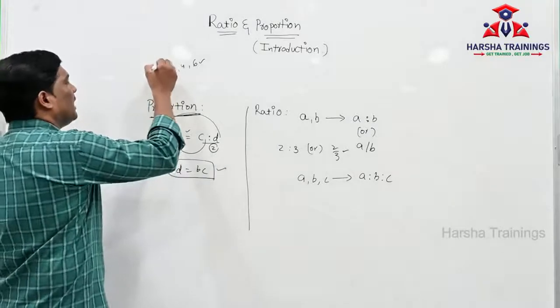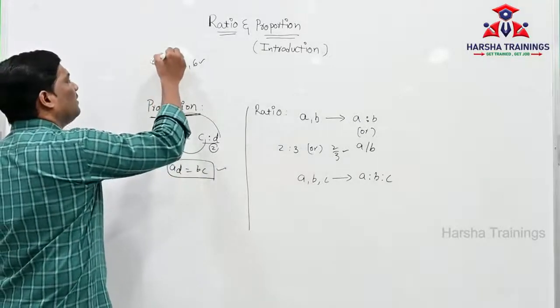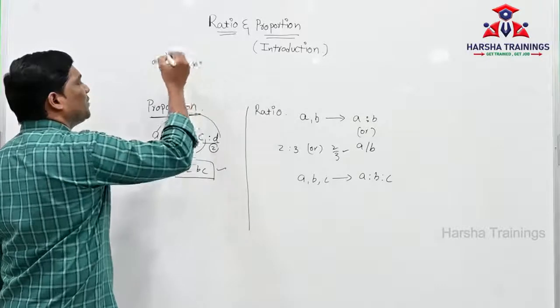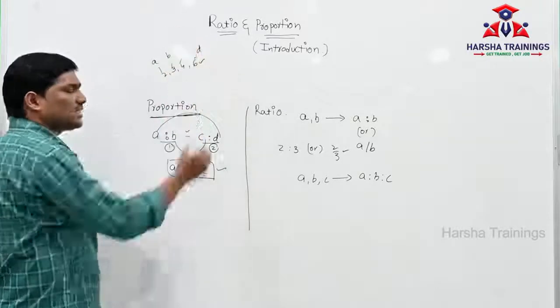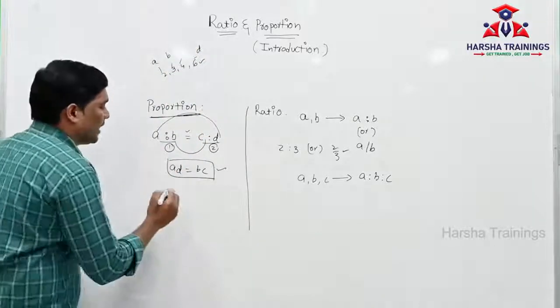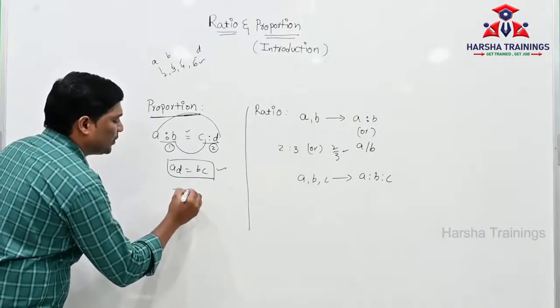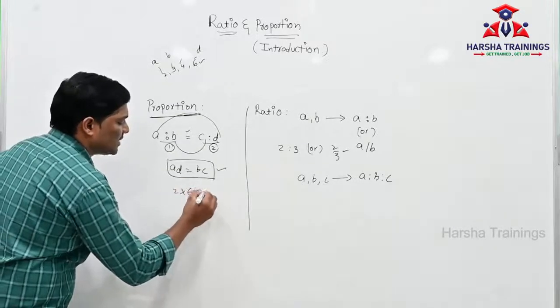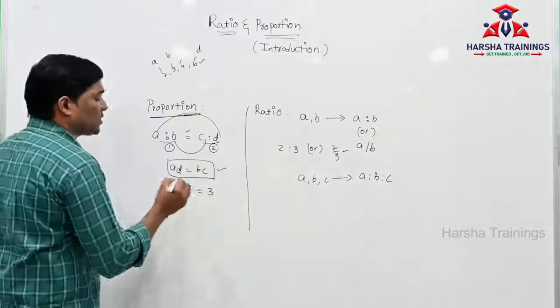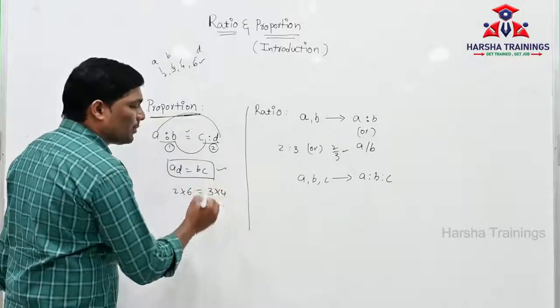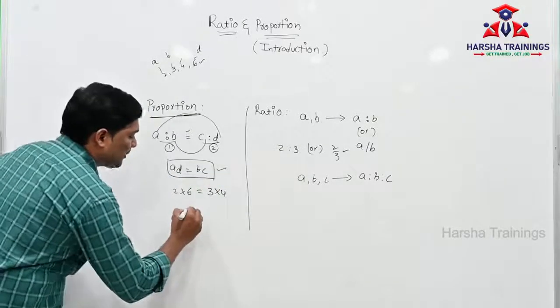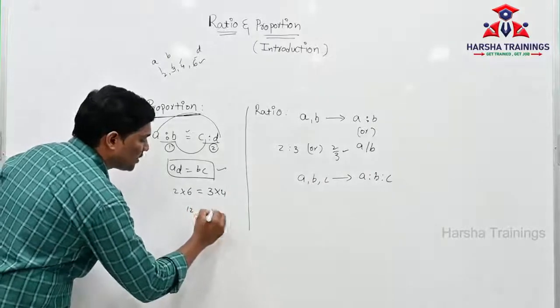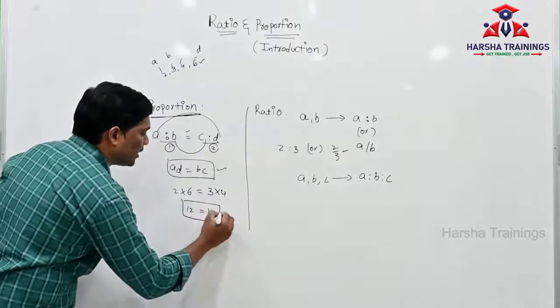The A value is 2, B value is 3, C value is 4 and D value is 6. Substitute here guys. A value is 2 into D value is 6, is equal to B value is 3 into C value is 4. 6 2s are 12, 3 4s are 12. So 12 is equal to 12.